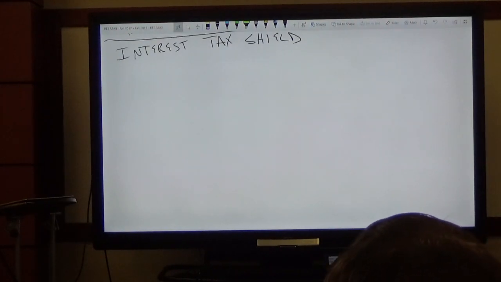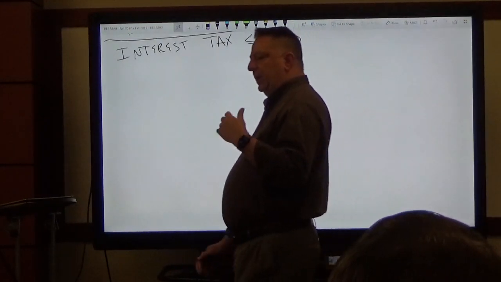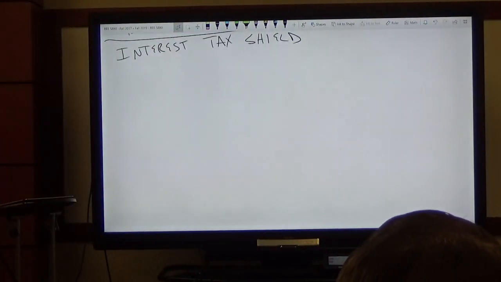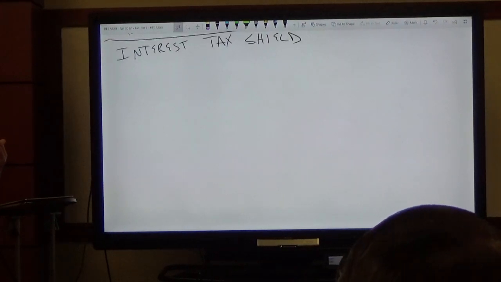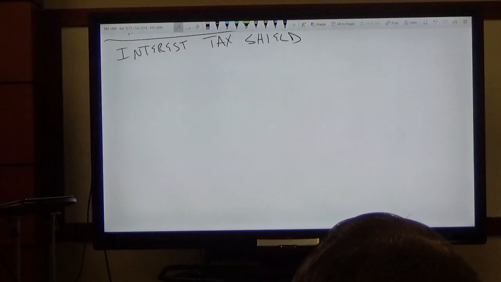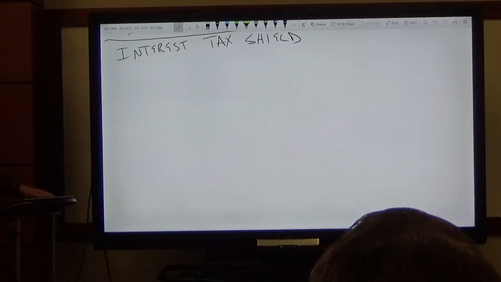So what that means is you are going to have to use the amortization function either on your calculator or in Excel to figure out what the interest paid would be for a specific loan, to figure out how much that deduction is going to be. So let's just start with that.